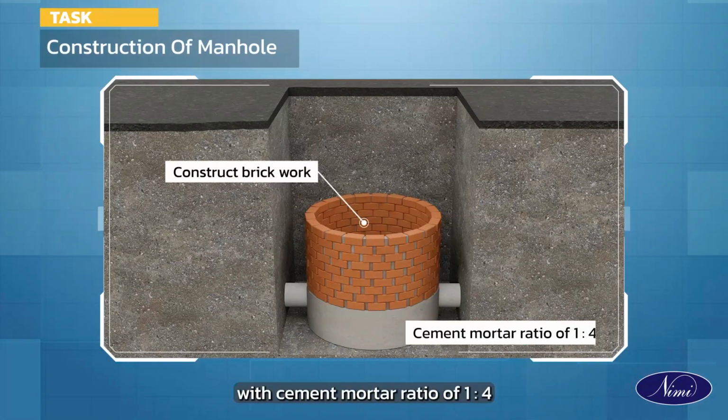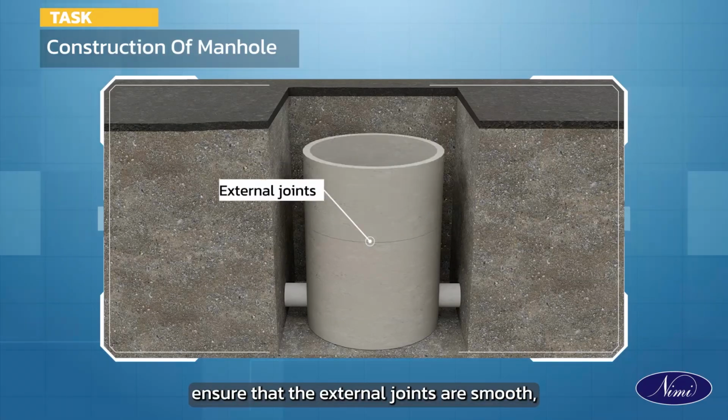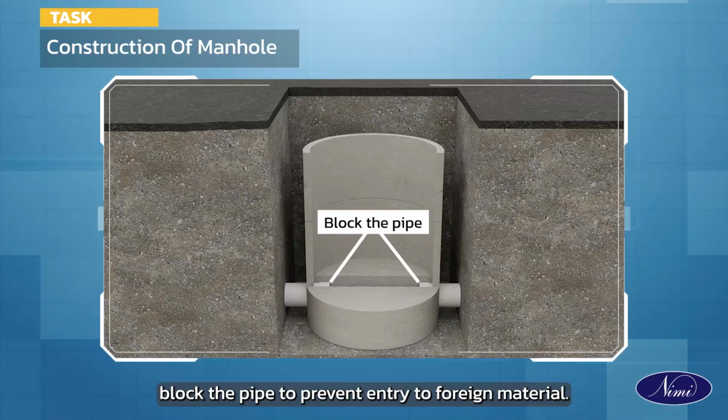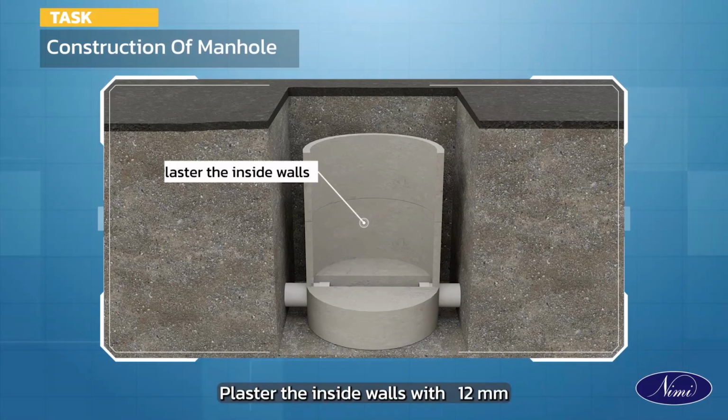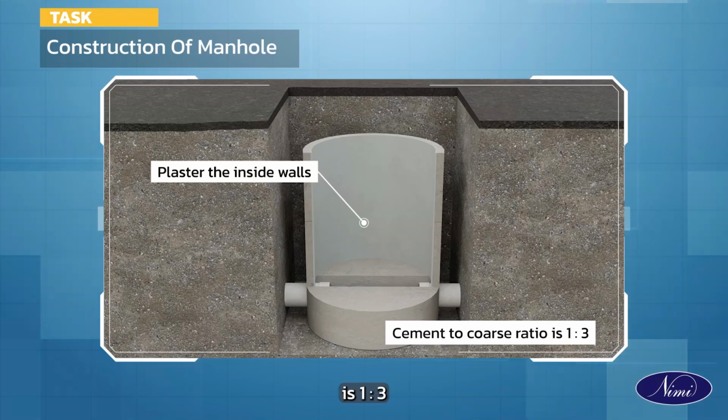Construct brickwork with cement mortar ratio of 1:4. Ensure that the internal wall is smooth. Ensure that the external joints are smooth. Ensure that the joints and brickwork are leak-proof. Block the pipe to prevent entry of foreign material. Plaster the inside walls with a 12 mm thick cement plaster where cement to coarse sand ratio is 1:3.